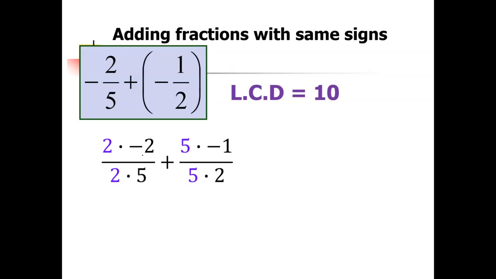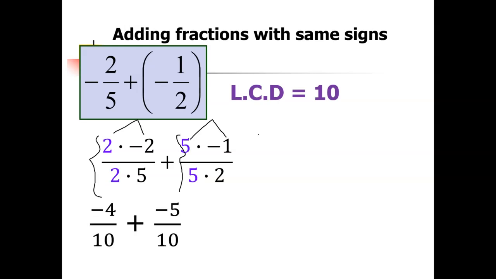So you see that I have multiplied by 2, both the top and the bottom here, and I multiplied by 5, both the top and the bottom here. Go ahead and multiply now: numerator, numerator, denominator, denominator. 2 times negative 2 will give you negative 4 over 10. 5 times negative 1 is negative 5 over 10. Or if you don't know the multiplication rule yet, just keep the sign on the top as is and just multiply the numbers 2 and 2, 5 and 1.